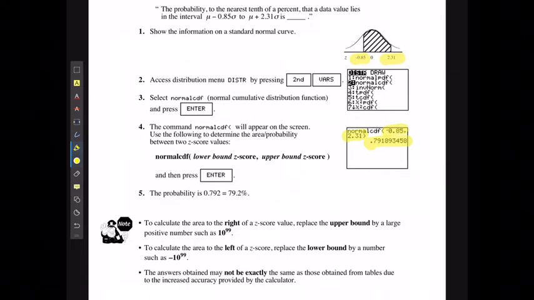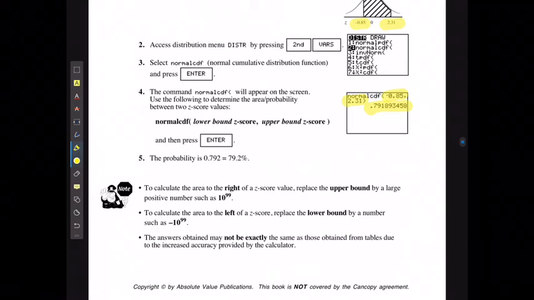If you are only calculating to the right, then you would state what the lower boundary is. For the upper boundary on the right-hand side, if you want to go on to infinity, there is no infinity button, so you're just going to put 10 to the power of 99, or the biggest number your calculator can process, because you can never actually hit infinity. If you just want the area to the left, you put the value for that z-score on the right-hand side, and on the left-hand side you put negative 10 to the power of 99.